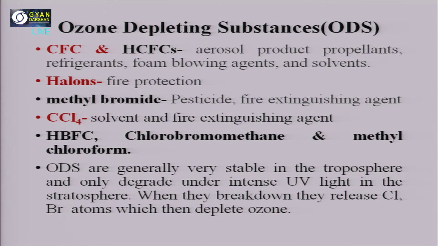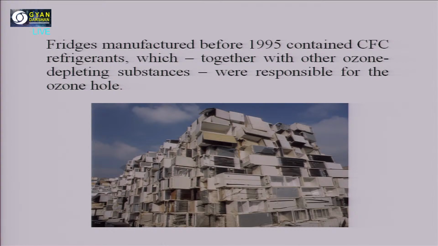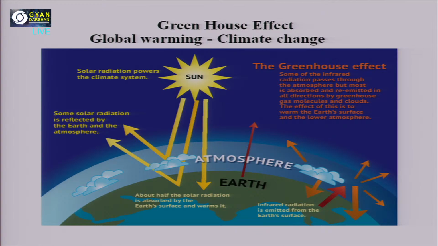So all these are emitted from the regular source of chemicals. Now if we consider ozone as well as the CFCs, yes, there are alternatives for the chlorofluorocarbons. They are the hydrofluorocarbons. These are the alternatives for these harmful chlorofluorocarbons. And if we look at the pictures, these are fridges which were manufactured before 1995. That means they have CFCs as refrigerants, but nowadays they are modified with hydrofluorocarbons.